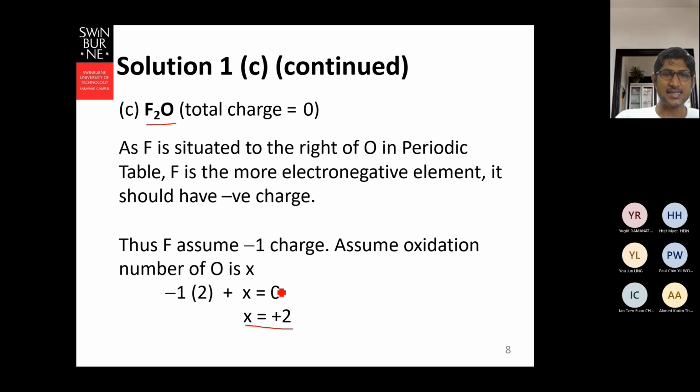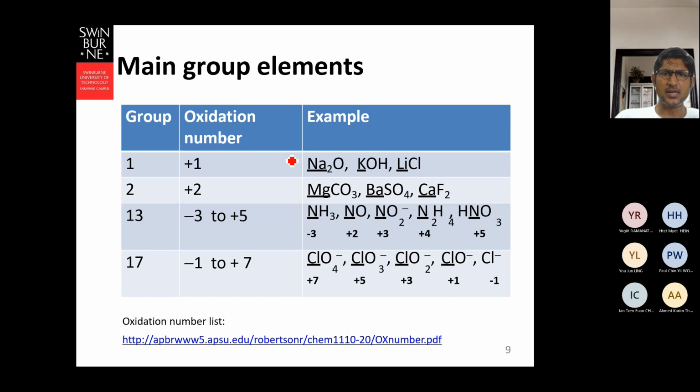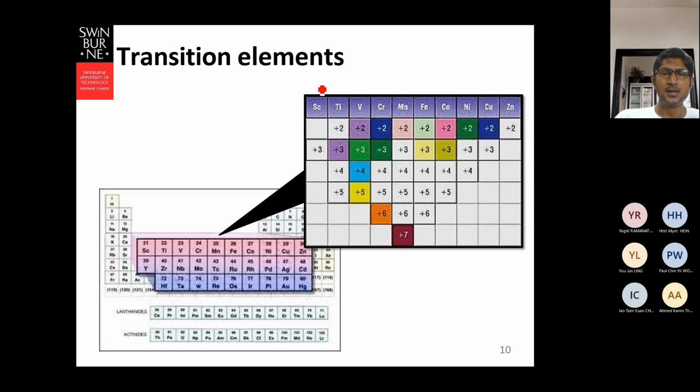In F2O, oxygen is +2, which means oxygen becomes positive. This is another exception for oxygen, because fluorine is much more electronegative and can attract electrons much more strongly than oxygen does. That is why it is +2. Find these main group elements for your homework. Also try to find the oxidation state for magnesium carbonate. What is the oxidation state of magnesium, barium, calcium, all those things?